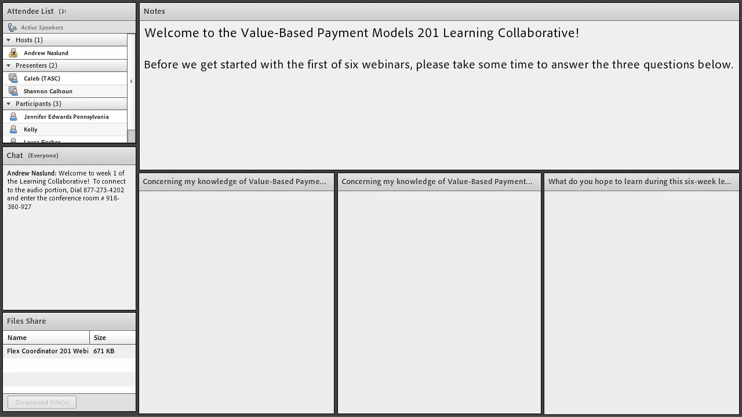We have Shannon Calhoun, who is our subject matter expert, and she has more than enough years of experience that she would like me to not mention how many they are. She helped facilitate our previous learning collaborative this summer, and we were really excited about that and happy to have Shannon come back for a second learning collaborative. She has tons of healthcare experience, including leadership as well as hospital-based experience.